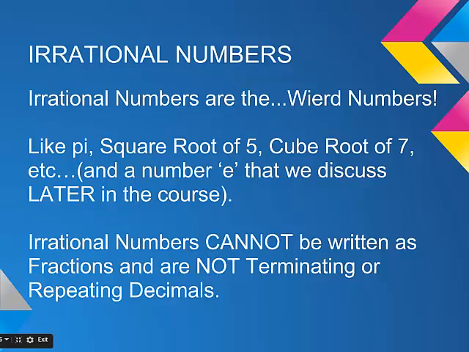So irrational numbers are those somewhat weird numbers that have to be approximated in application situations if asked to be approximated. But there are those weird numbers like pi and the square roots and the cube roots that don't come out nice. And even these other weird numbers like e that we'll learn about later.